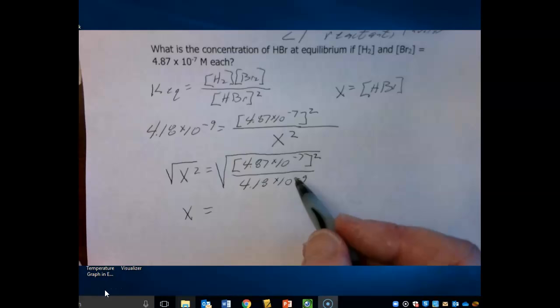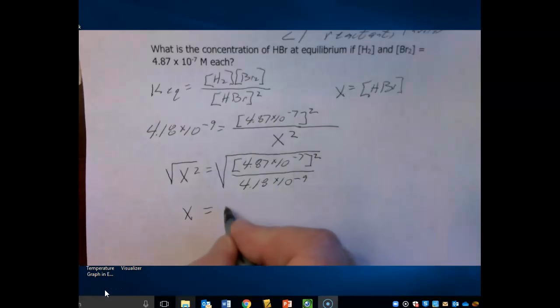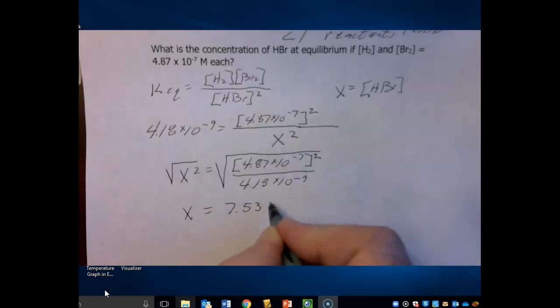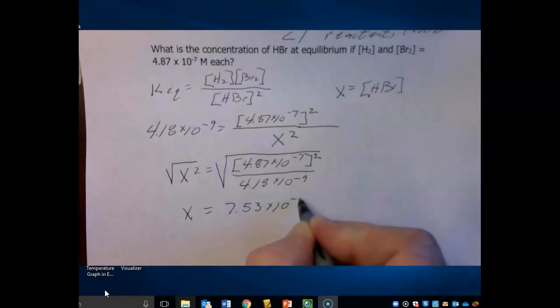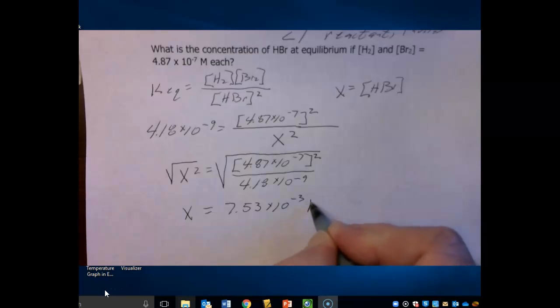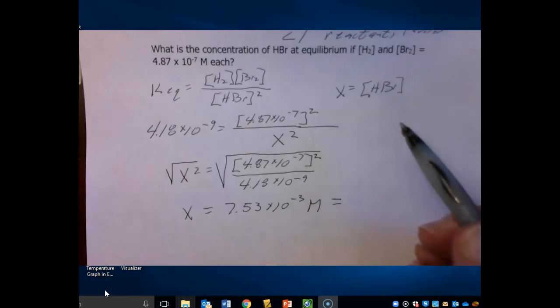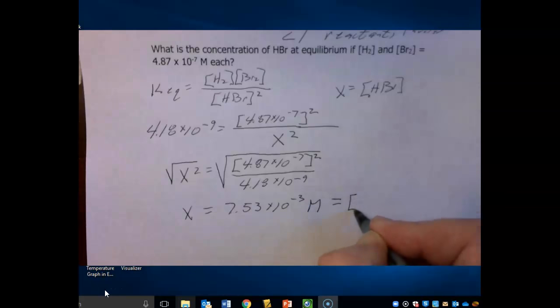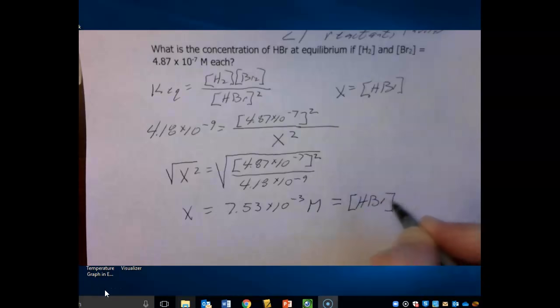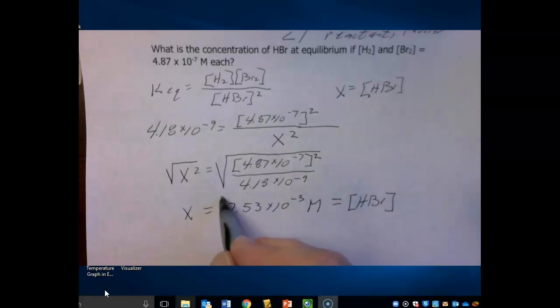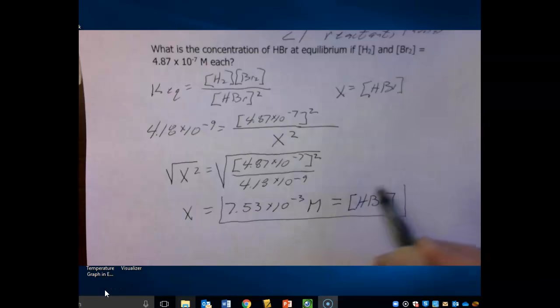And do my arithmetic, and I get that x is equal to 7.53 times 10 to the minus 3. Now this is a concentration, so it's molar. And remember we said x is equal to the concentration of HBr, so let's just write that here. Okay, so that's what we were asked to find, the concentration of the hydrogen bromide.